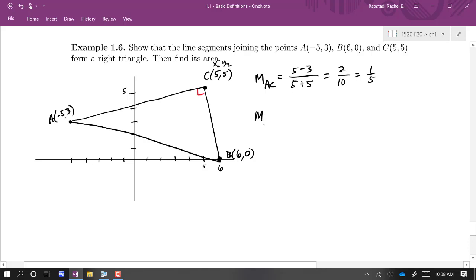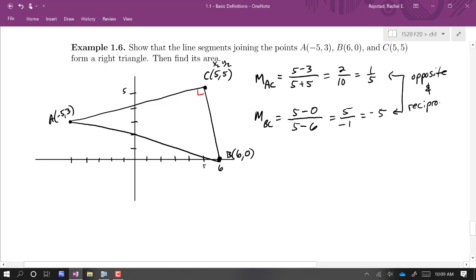The slope of BC, again I'm going to treat point C like it's my x2, y2. So that will look like rise over run. Rise is 5 minus 0 over 5 minus 6. And that's 5 over negative 1, or negative 5. And these are opposite and reciprocal, which means that we do in fact have a right triangle. So that's the first thing they've asked us to do.